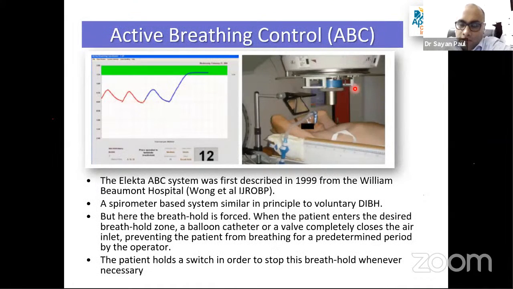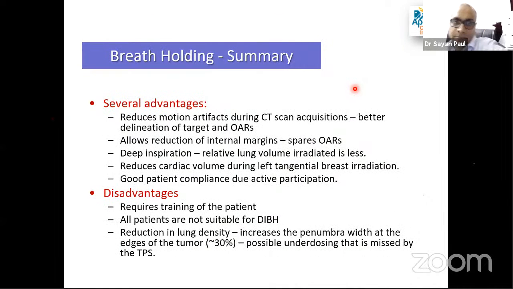We assume that during this breath hold period the target, mainly the lung target, is not moving. Or it can be active breathing control, or ABC. Elekta developed this ABC system. It is a spirometer-based system, similar in principle to voluntary DIBH, but the breath hold here is forced. When the patient enters the desired breath hold zone, a balloon catheter or a valve completely closes the air inlet, preventing the patient from breathing for a predetermined period set by the operator. The patient has a switch with which he can always stop the breath hold whenever necessary. So it is a forced breath hold period. During this period the image is acquired or the treatment is delivered.